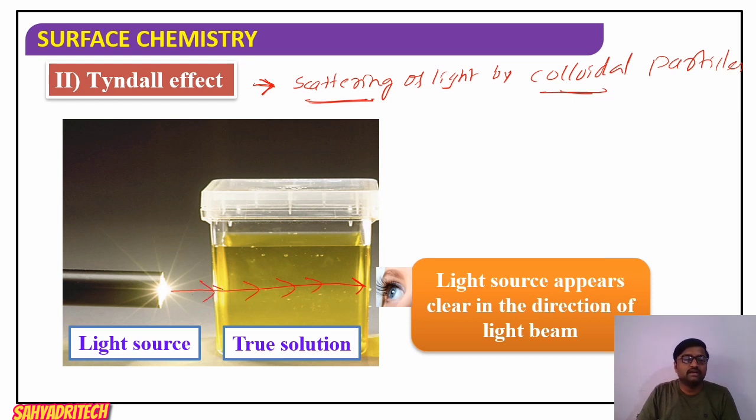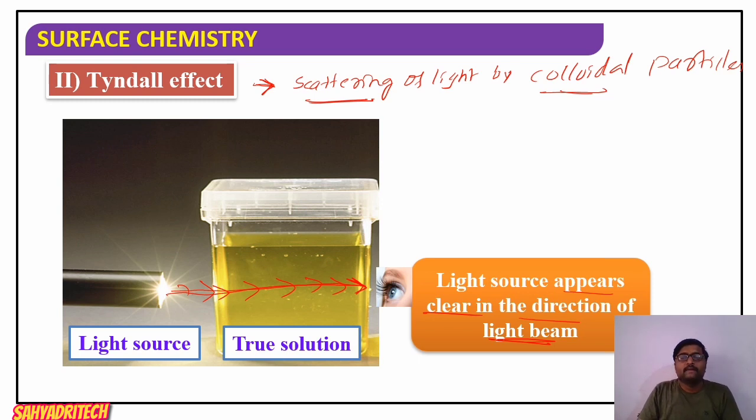Light travels in all directions. Now, this is the direction of the light beam. So whenever we analyze through these true solutions, what we observe is that the light source appears clear in the direction of the light beam. If you go along the path, it appears clear.